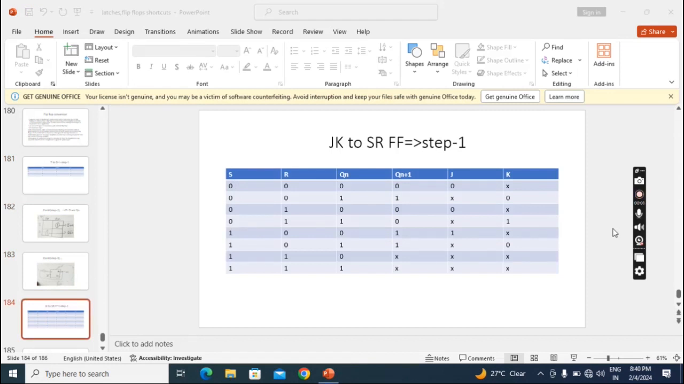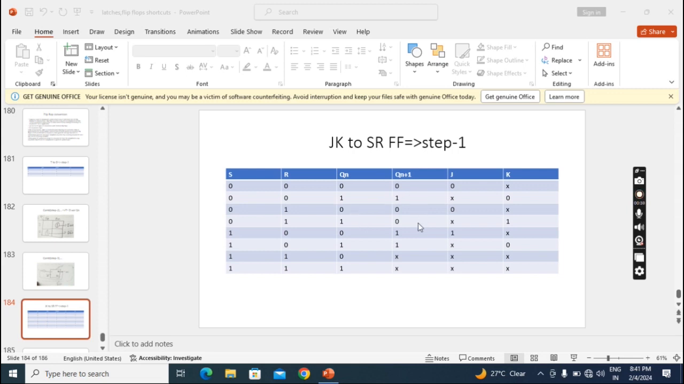In this lecture, we will see the flip-flop conversion process of JK to SR. Okay, this is step 1. I told we have to take a characteristic table of required flip-flop and excitation table of given flip-flop. SR is the required, JK is the given. So SR given Qn plus 1, this part will become characteristic table of SR. Qn plus 1 JK will become the excitation table of JK. So here present state and next state will be common.